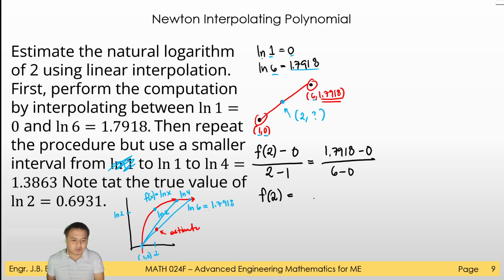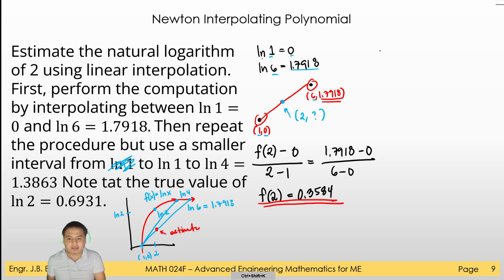If we simplify this, we get a rough approximation of ln 2. Use your calculator to find f of 2. This is equal to 0.3584. So this is a rough approximation, and as you can see, it is very far from the exact value.